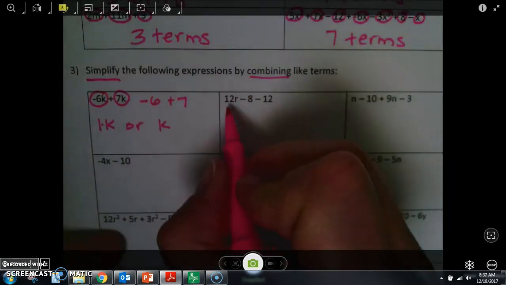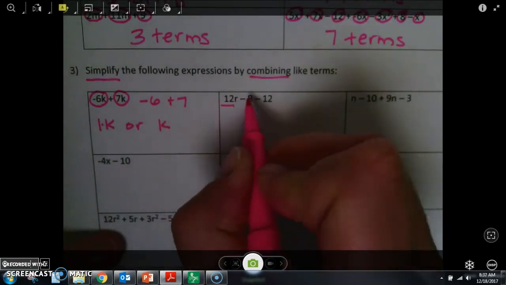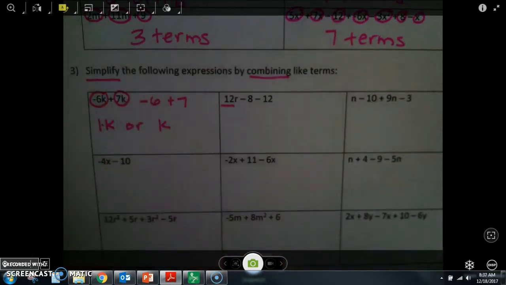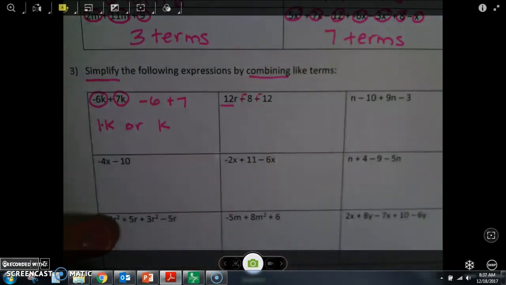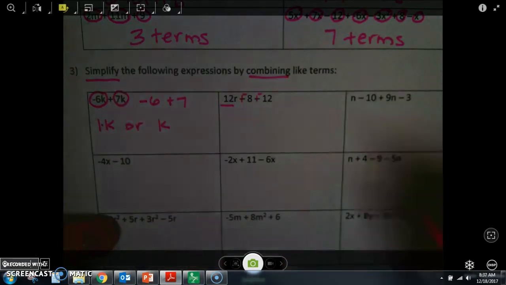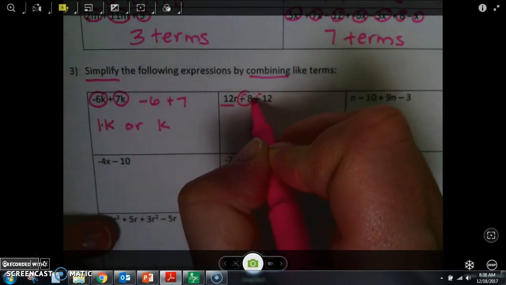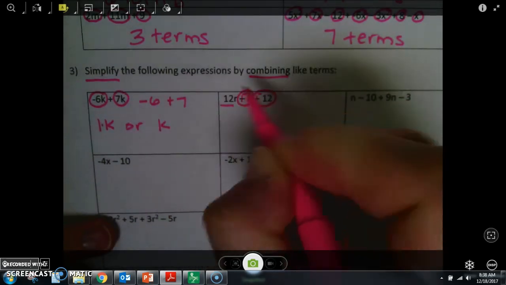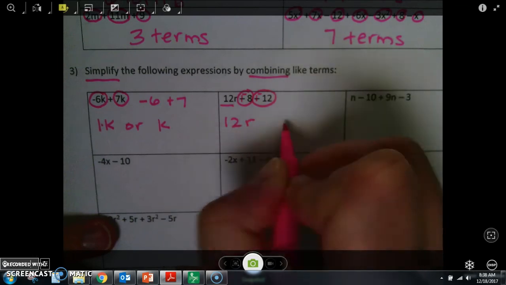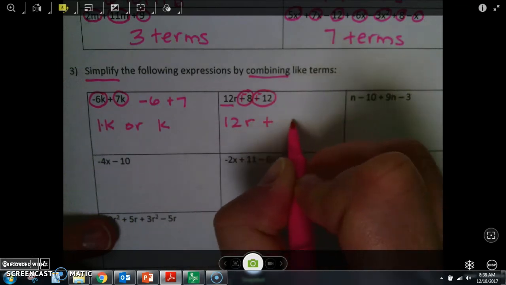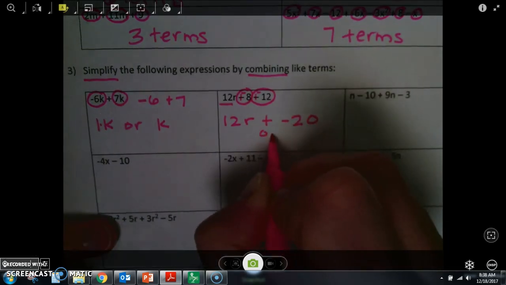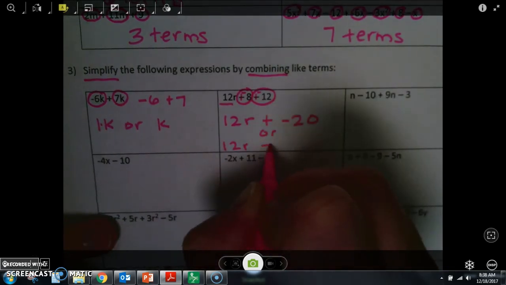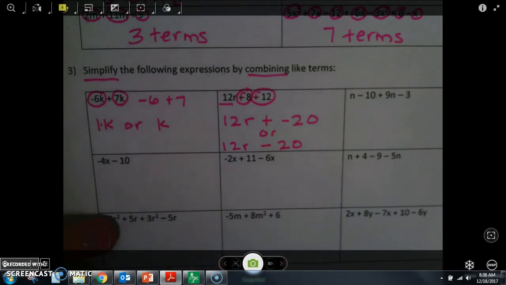The next one, 12r, does not have a like term. And then I see some minus signs. So whenever you see a minus sign, you can change it to adding the opposite. So I'm going to do that for both those numbers. Now I know they're negative. So now I have negative 8 plus negative 12. So 12r is by itself. And then negative 8 plus negative 12 is negative 20. So you could write it like that, or you could say 12r minus 20, which is more simplified.